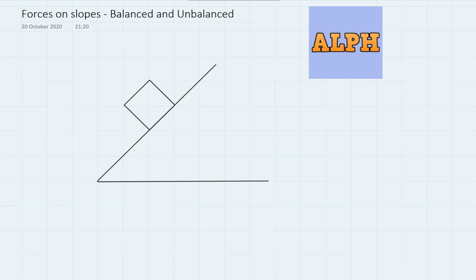Hi everyone, today we're going to talk about forces on slopes. We're going to talk about situations where those forces are balanced and situations where those forces are unbalanced. So we'll start with the forces that we know we've got.